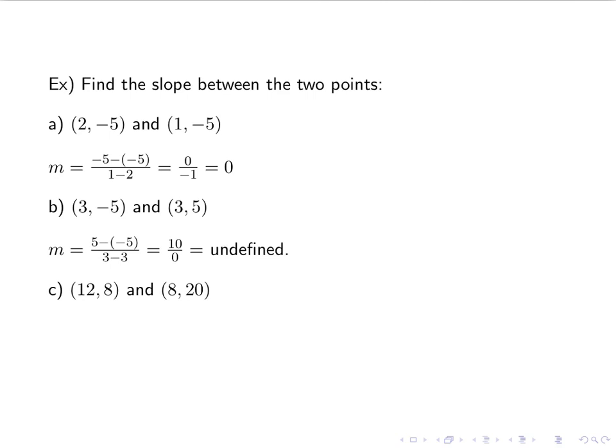And let's do one more. 12, 8 and 8, 20. So you have 20 minus 8 on top, 8 minus 12 on the bottom. That gives us 12 over negative 4, which gives us negative 3. So fairly steep lines, almost as steep as the 7 over 2 that we had earlier. And again, it's negative, which means my line is decreasing.